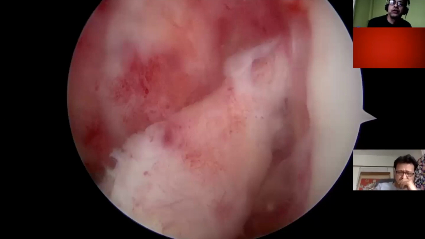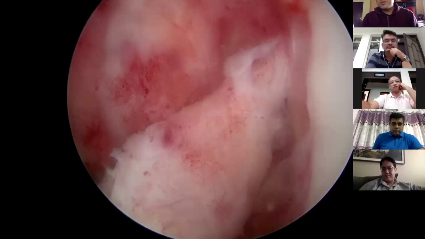Do you have any special techniques for how to do the tunneling when you preserve the ACL remnant, sir? There are certain techniques that have been mentioned. Some people even use fluoroscopy to identify the point of entry. And there must be some special technique to preserve the femoral attachment. Amit sir, from where do you make the femoral tunnel, inside out or outside in? In this situation, inside out.